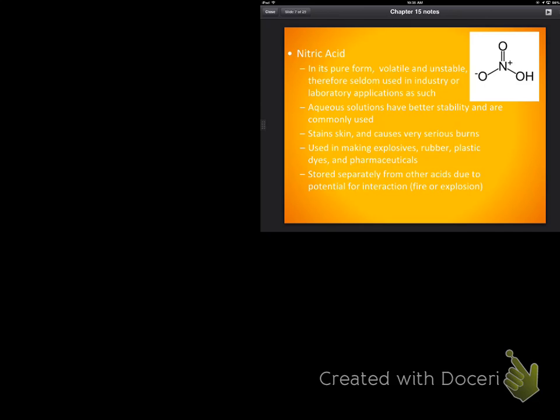So let's talk about our next acid. Okay, now somebody had said that acids were things that weren't stable. And while that's not true for acids as a rule, it is true for nitric acid. Nitric is, in its pure form, very unstable. It's not used as often in industry because of that.